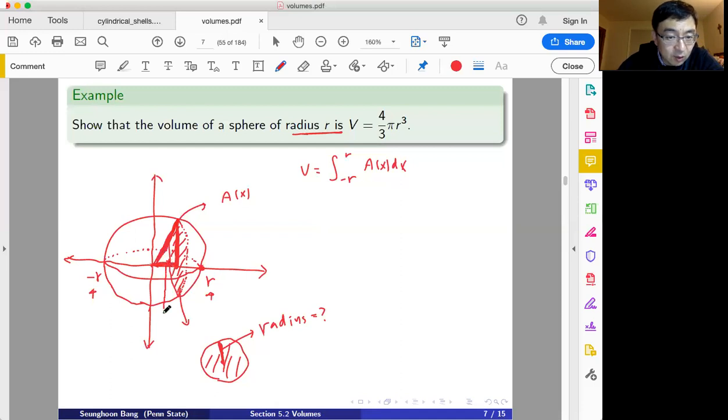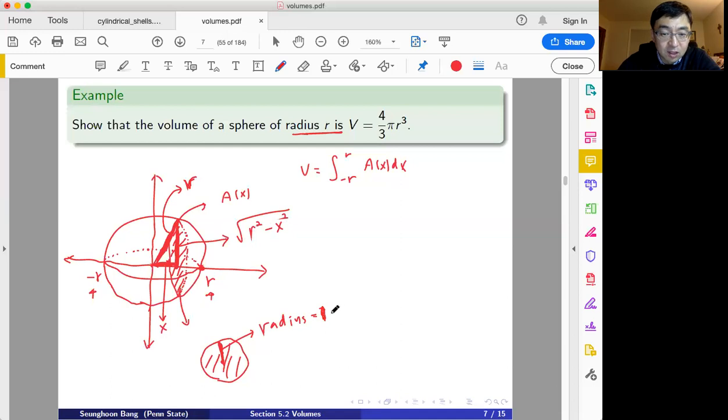So what is this one? This is x, right? This is x. What is this one? This is r. So what is opposite? You have to use the Pythagorean theorem. The r square, hypotenuse square minus adjacent square, and take a square root. You can use the Pythagorean theorem. The square root of r square minus x square is exactly the radius.